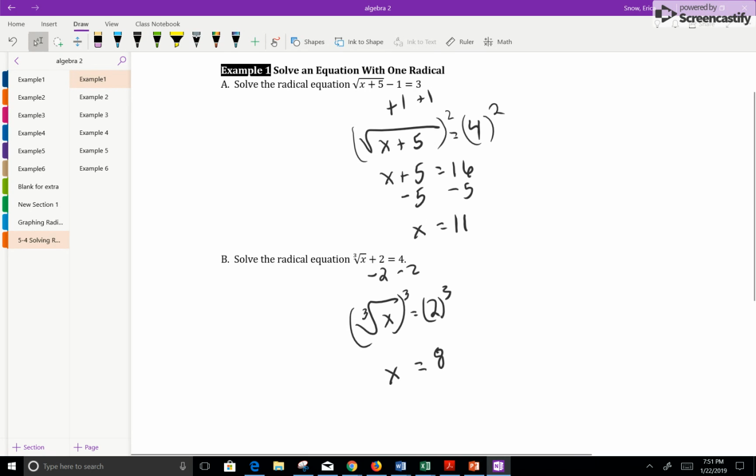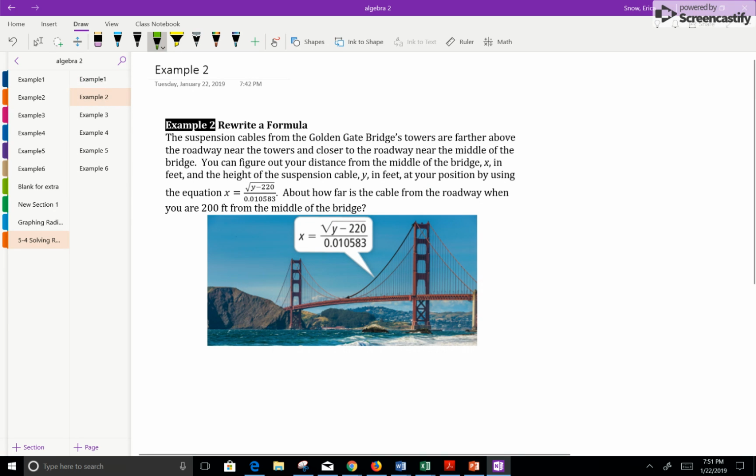So once again, to undo, you're just doing what's called the inverse. So the inverse of a cube root is taking the cube. The cube root of x cubed is just x. These two pieces of this function cancel one another out, just like the square and the square root here cancel one another out. Okay, so now let's go on to example 2.